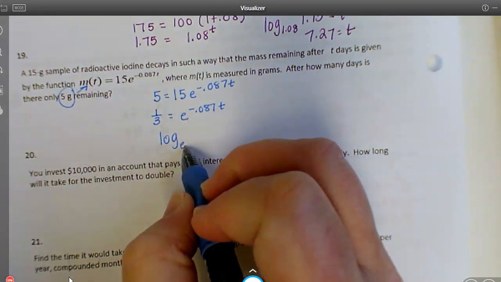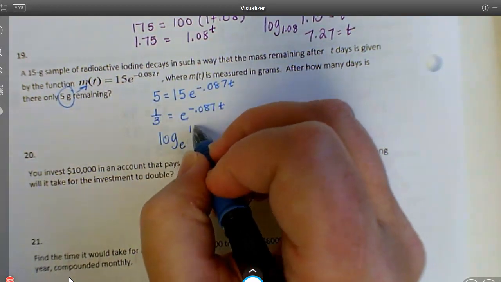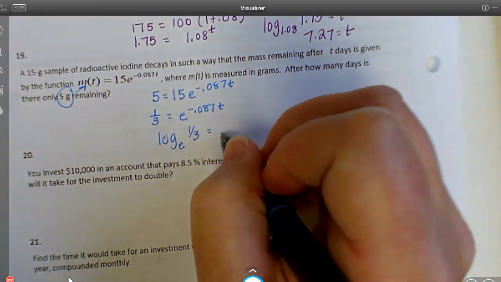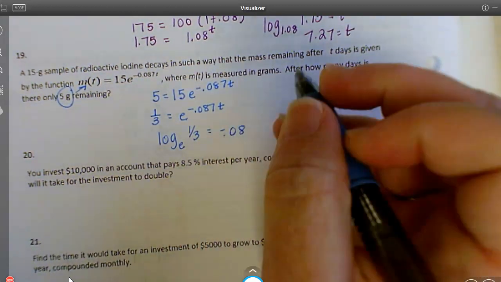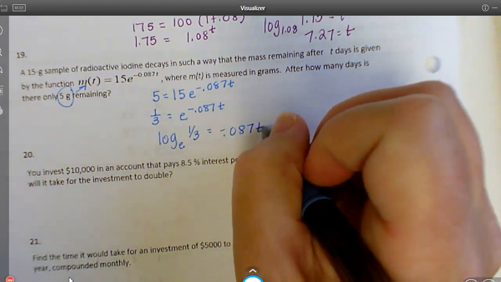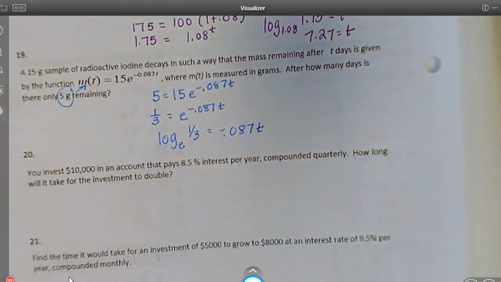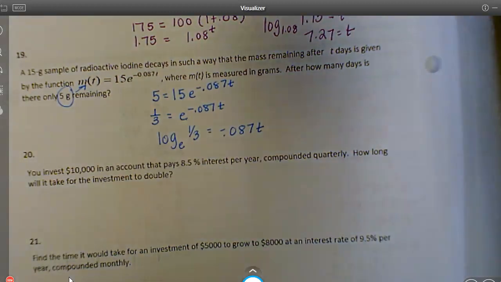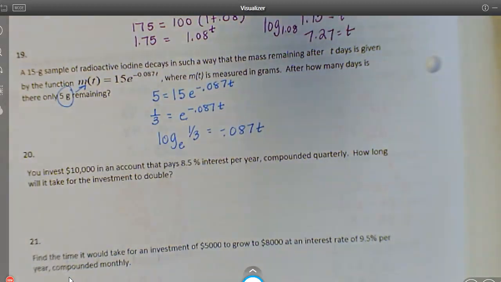E will be the base. The 1/3 is going to be beside the e, and that's going to equal the negative 0.087 t, because that's the whole power. The reason the natural log would be important is because it just makes it a little bit easier since the base is already e, but you don't have to do it that way. You totally can just do the log and not worry about it.